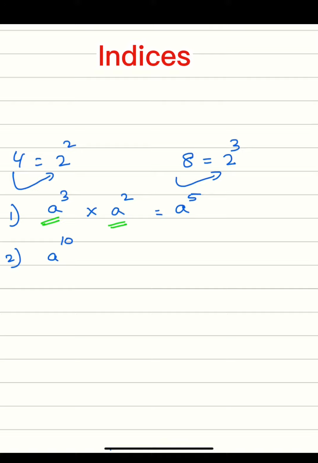That's the opposite in case of a division. Number 2. a to the power 10 divided by a to the power 3. So we will be having a to the power 10 minus 3, which is 7.